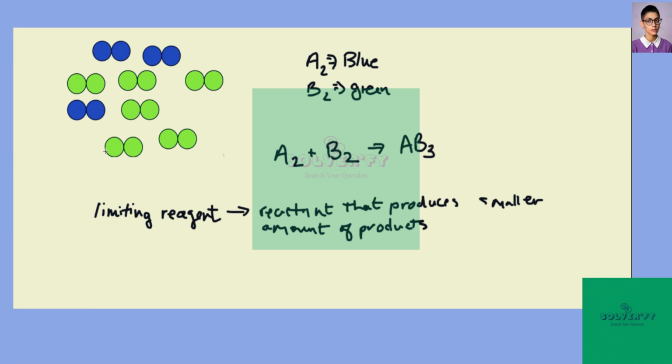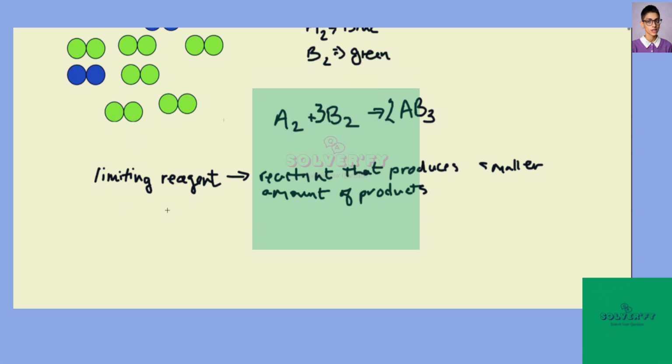So if we look at this example where we say that the blue molecules are A2 and the green molecules are B2, and the reaction we're looking at is A2 plus B2 makes AB3. We need to balance the equation to look at our stoichiometric equations. And so to balance it, there's a 2 here and a 3 here. And so this gives us our mole ratios for those.